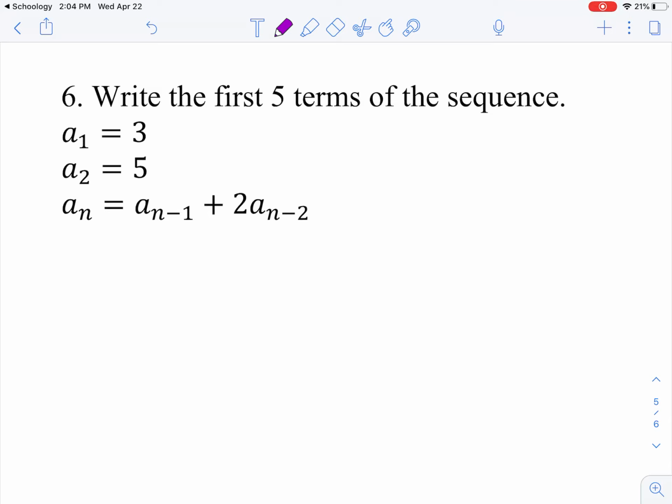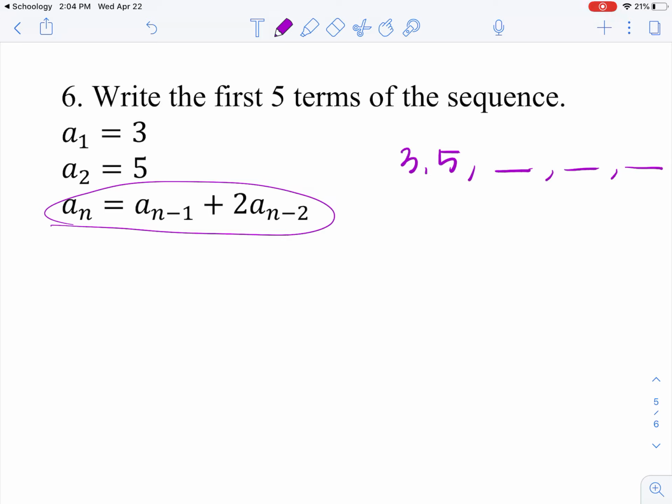Okay. Next thing I want to make sure everyone's okay with is basically knowing how to read this. It says write the first 5 terms of the sequence. So I know the first term is 3, the second term is 5, and then I need this term and this term. Okay, so I need my third term. Let's see what the rule says. It says take the previous term, so the second term, which is 5, plus 2 times the one 2 previous. So 2 previous to this is 3. So I get 11.